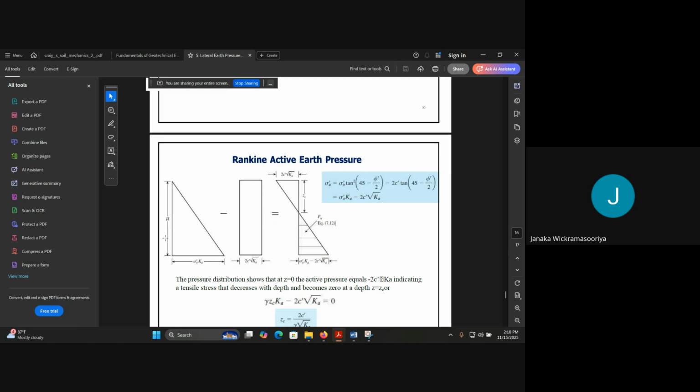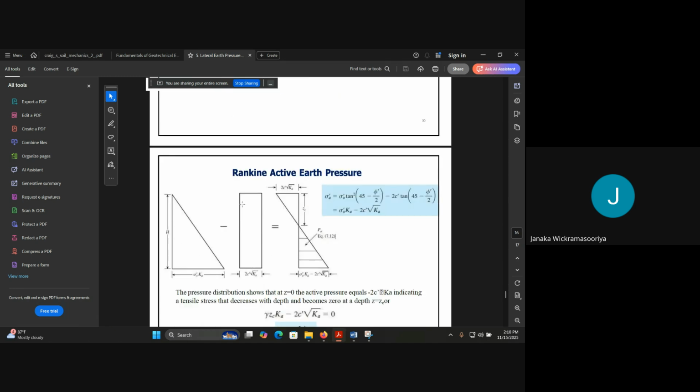So this triangle would represent the sigma dash Ka part, and this would be a constant throughout the depth. Right? 2c square root K will be a constant. So the resultant of these two, now this is minus now. So the resultant would be at the top point.